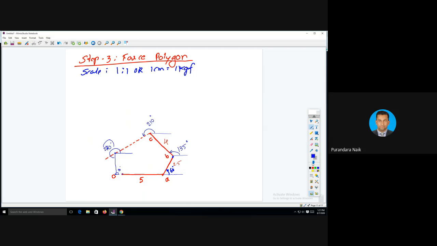So better to take, instead of 270 degree, you take 90 degree here and draw a line. So this is the point or a line. It is 90 degree. How is it 90 degree? 270 minus 180. That is 90 degree.